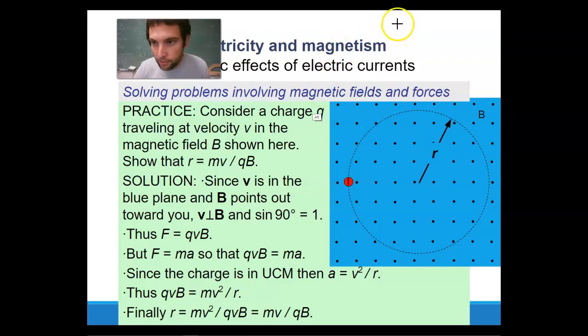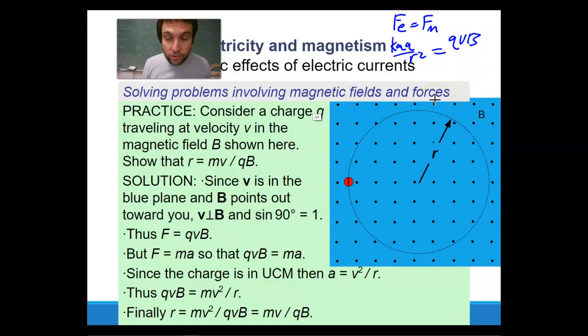Just one more example. So what I just said, the electrostatic force equals magnetic force. Not for this problem, but just in general. So this equals KQQ over R squared, and this equals QVB. You can set those equal to each other. That's absolutely allowed. F equals F. That's what I mean when I say that.